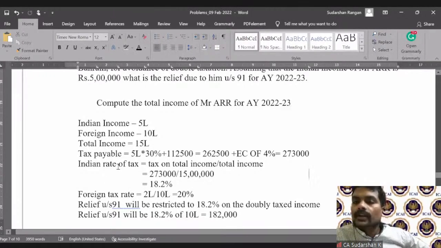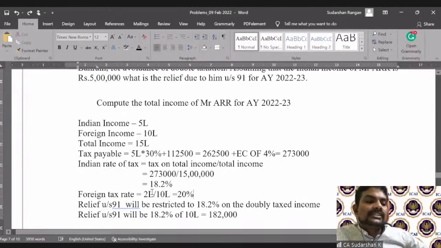So now I need to find out my average Indian rate of tax. It comes to 18.2%. Tax on my total income divided by your total income. That is, what is the tax that you're paying in proportion to your total income? It comes to 18.2%. Now, what is the foreign tax rate you paid? Foreign tax rate is 20%.